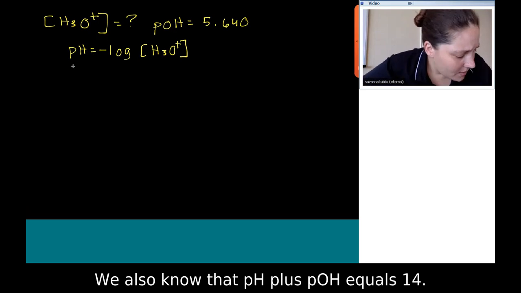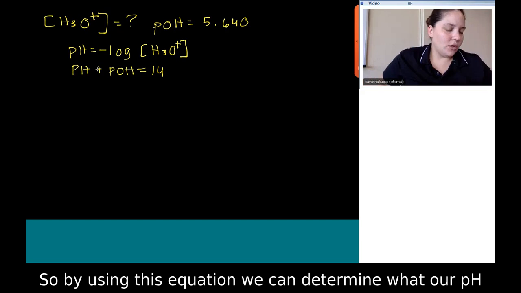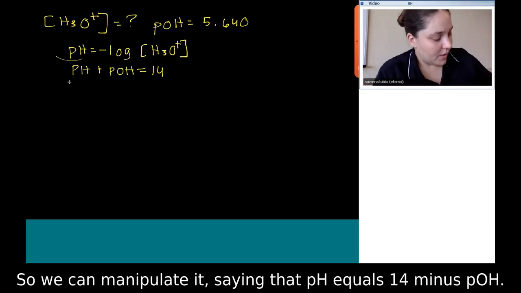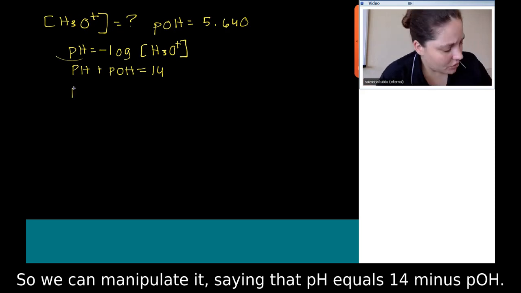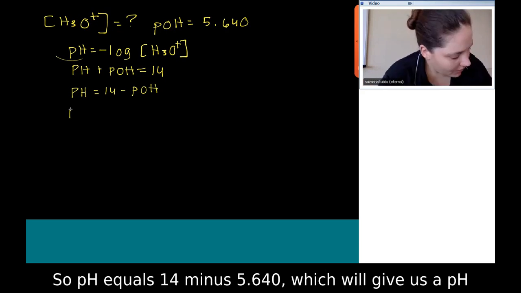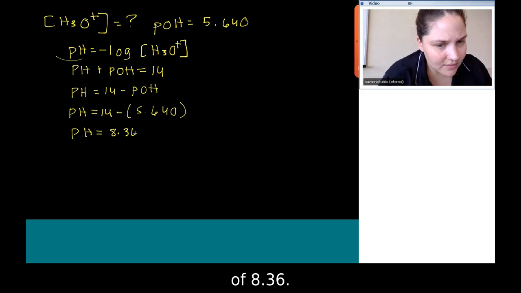We also know that pH plus pOH equals 14. So by using this equation, we can determine what our pH is to plug into this equation. So we can manipulate it, saying that pH equals 14 minus pOH. And they gave us our pOH, which we can plug into this equation. So pH equals 14 minus 5.640, which will give us a pH of 8.36.